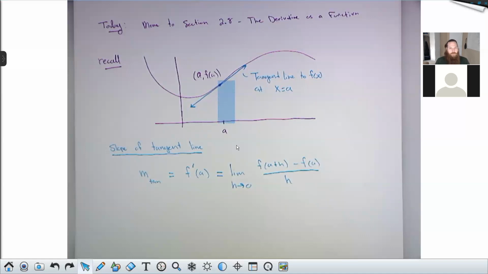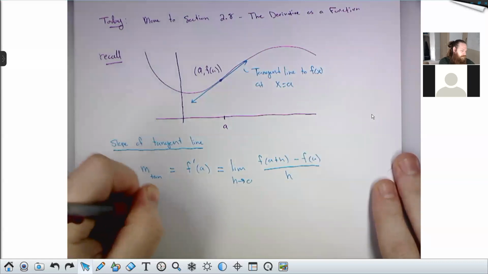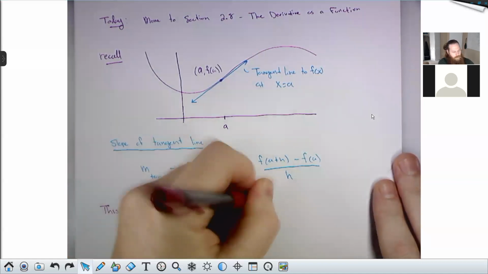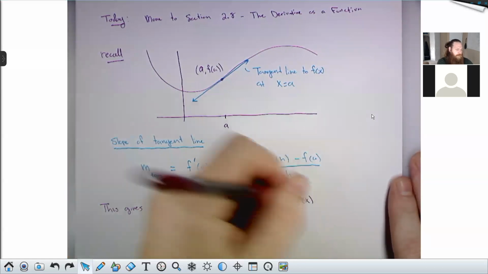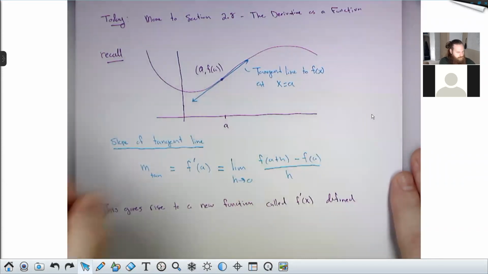So we started doing this one point at a time. Somebody tells you some number a and some function f of x, and you're like, all right, I can find the tangent line to that function at that point. What I want to do now is start imagining all the tangent lines, in particular, all of their slopes. And I want to graph all of their slopes. That will be the graph of the derivative. So this function gives rise to a new function called f primed. In fact, we'll usually just call it f primed of x, defined as above.